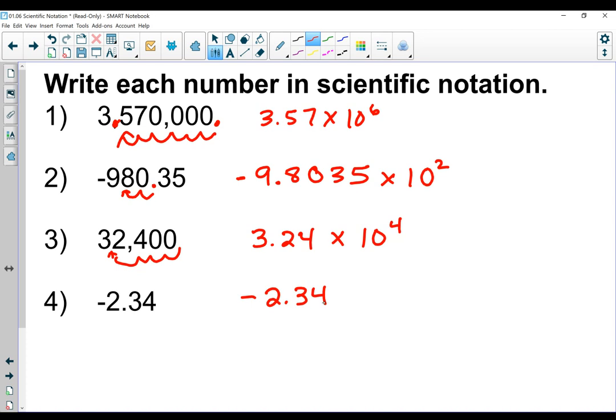2.34, I only have one digit before the decimal. But if I want to write it in scientific notation, I have to have times 10 to a power. So I'm going to add in a 0 because I know 10 to the 0 power is just really a 1. But I've written it in that same notation that the rest of them are in.